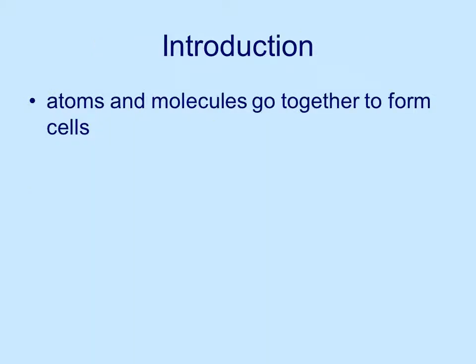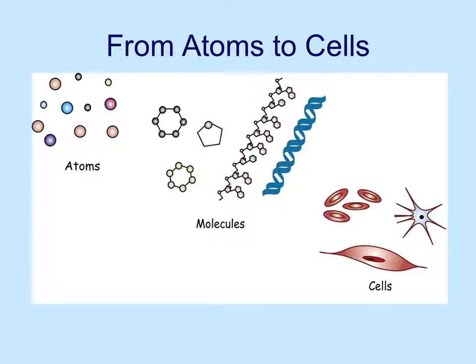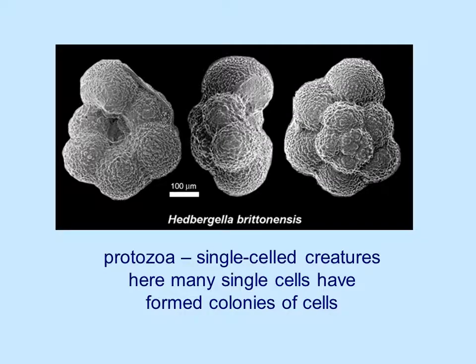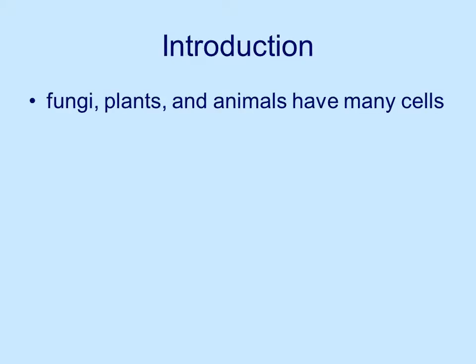So we start by recognizing that atoms and molecules go together to form cells. The cells are made up of biochemicals of various sorts. The atoms form molecules, the molecules form other molecules, and we get different kinds of cells coming from that. Single cell creatures are very simple and very limited in what they can do. Here is a protozoa. In this case, a lot of different single cells have formed colonies, but they're all single cells and they behave as single cells.